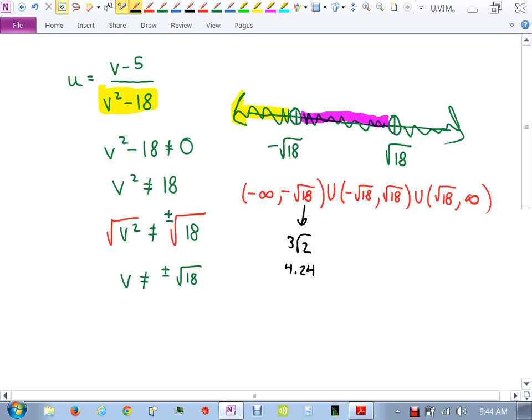All right, let's get going with some new stuff. So we're still in 2.4 in the book. We're still talking about functions. I want to talk real quick about the vertical line test. You might hear me refer to this in the future as the VLT, vertical line test.